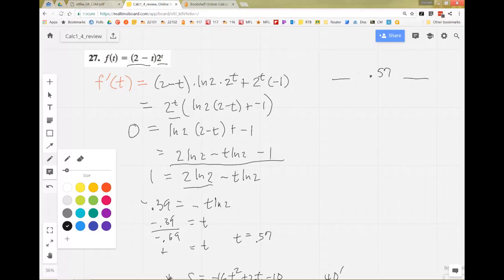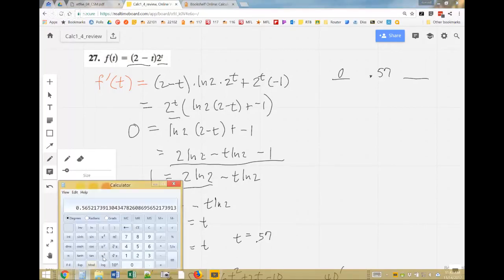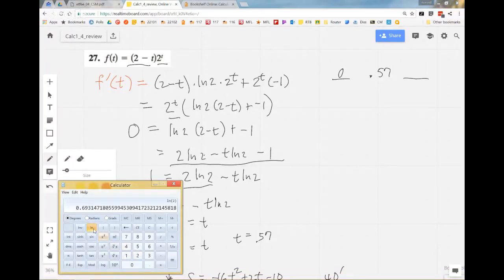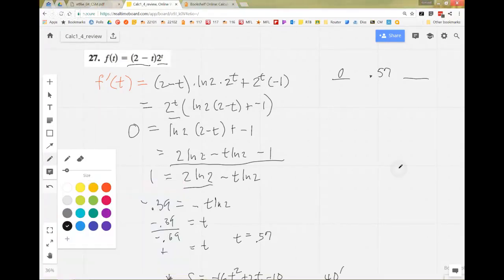Okay, so let's take a number less than 0.57. How about 0? So 2 times the natural log of 2. This is going to wipe out. So we basically have 2 times the natural log of 2 minus 1. Let's figure that out real quickly. 2 natural log of 2 times 2 minus 1. And you can see it's going to be positive because it comes out to 0.38. So positive, so increasing.